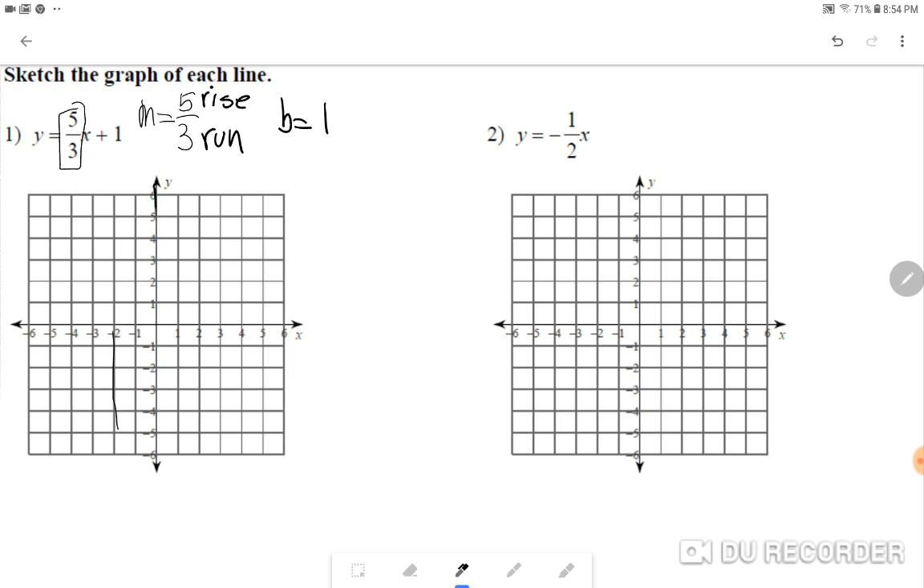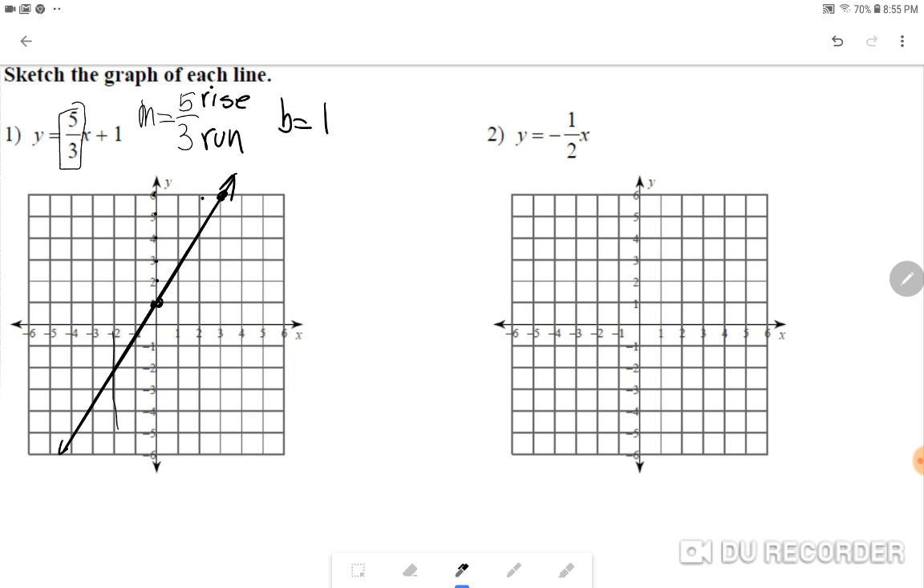So first, find 1 somewhere in here. So 1 will be right about here. And then from there, go up 5: 1, 2, 3, 4, 5, and 3 to the right: 1, 2, 3. And that's the point right here. Take your ruler and draw a line between those points, and that'll be your graph. If you know the slope and the y-intercept, most likely you know the graph already. This was easy because the y was by itself already. Just find the m, the b, and graph it.